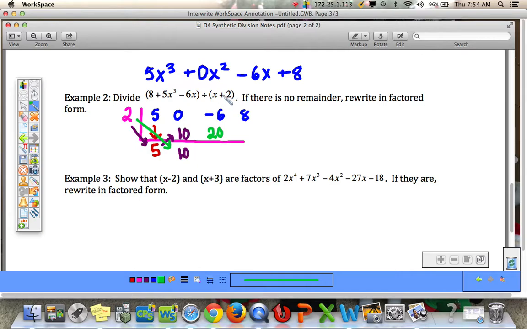Oh, and I made a mistake here. This plus 2, the 0 of this is not plus 2, it's negative 2. So that changes a few things. So here, the 5 is right, but this should be a negative 10. This should be a negative 10.